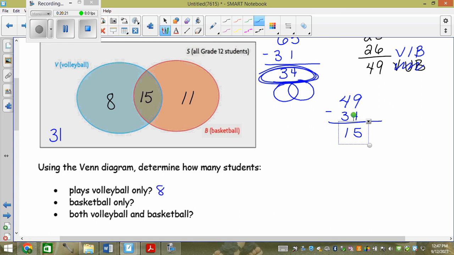8. How many play basketball only? Volleyball and basketball? So remember, if they ask for volleyball only or basketball only, you have to find the "and" first. You cannot find them until you find the "and", right? Because the "and" will get it so you can subtract them.